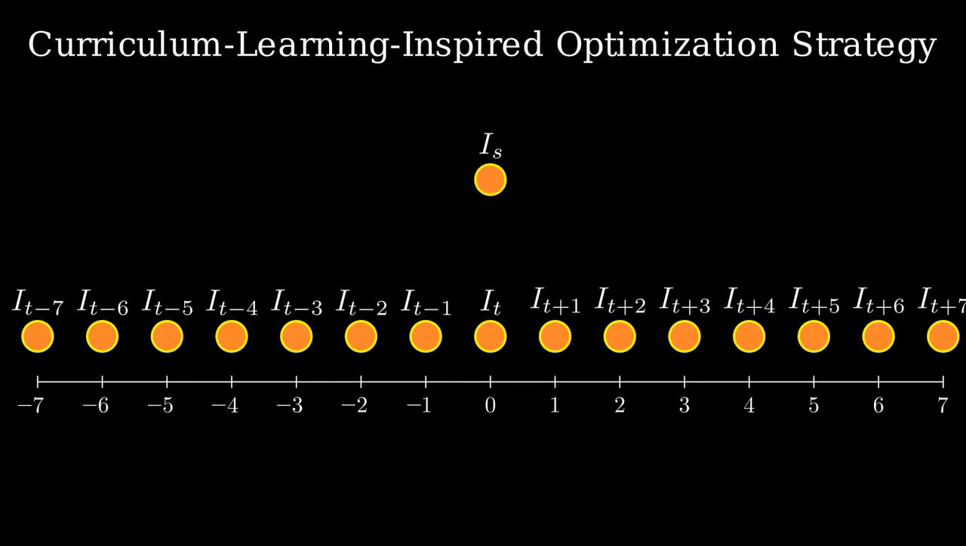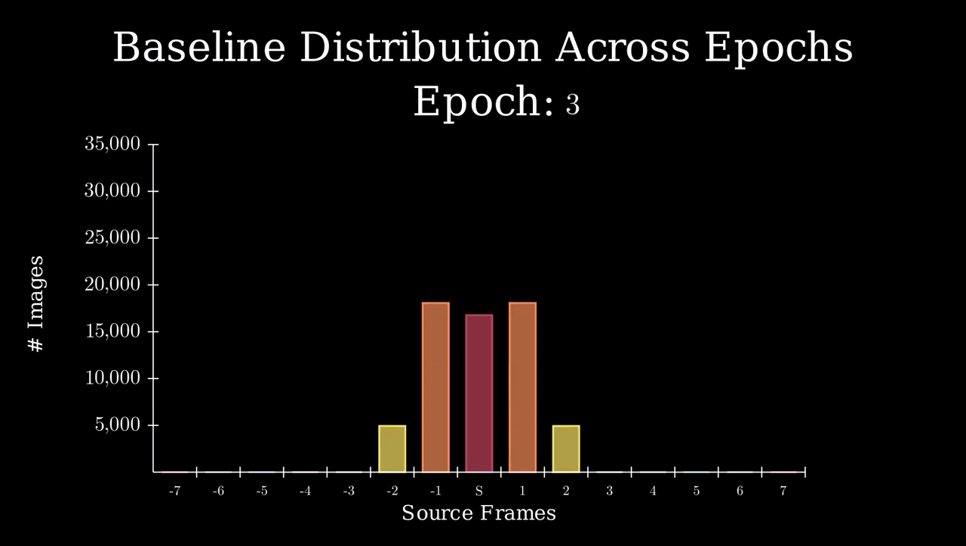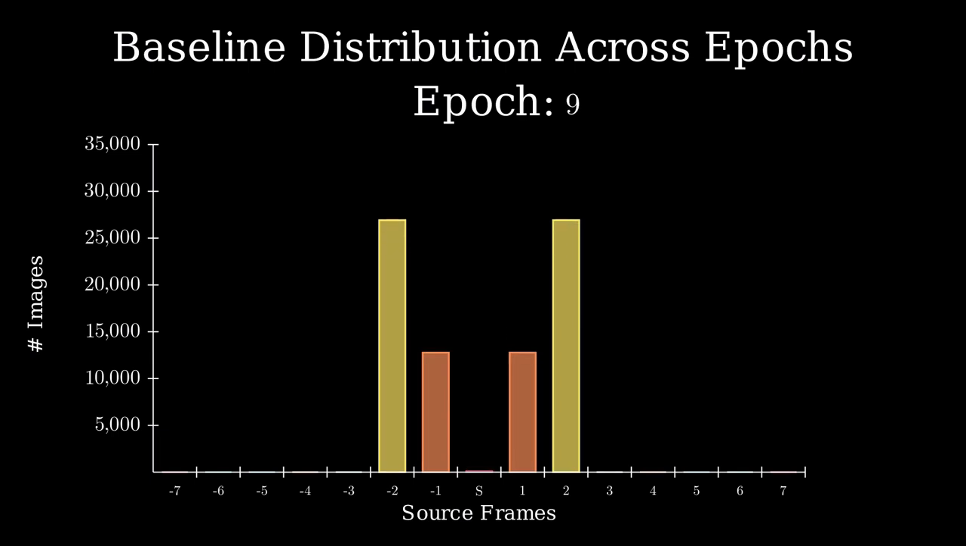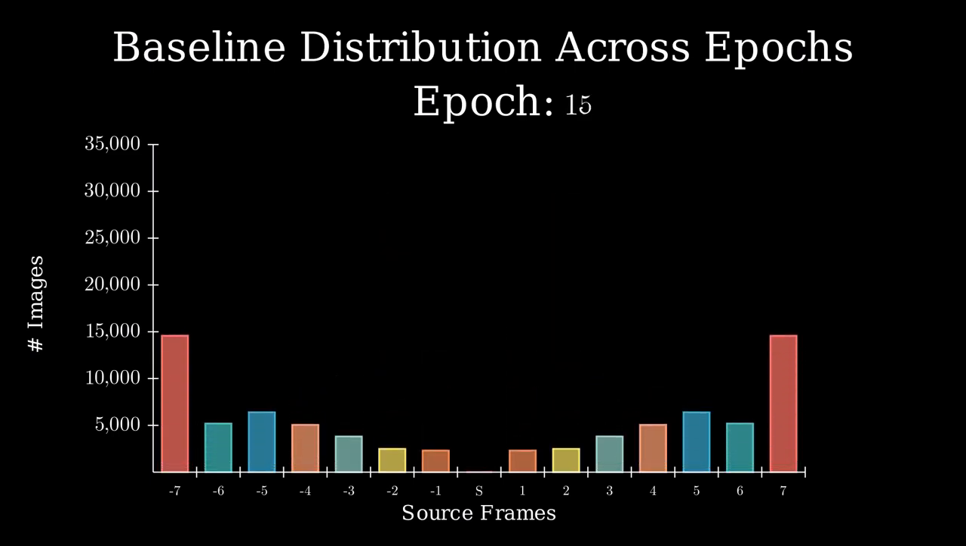To achieve this, we introduce a curriculum learning-inspired optimization strategy, which gradually transitions from smaller to wider monocular baselines during training. This scheme is divided into a warm-up and boosting stage. In the warm-up phase, we limit our baseline width to 2 frames of separation, and after 10 epochs, we drastically increase the baseline width, forcing the network to learn with wider baselines.